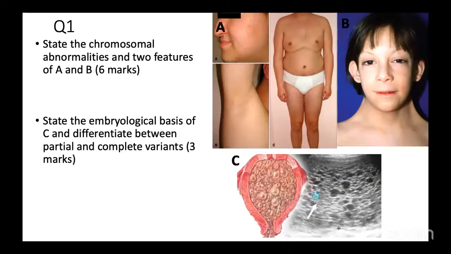This is from the first topics, okay? The first question states the chromosomal abnormalities A and B, and then two features of those anomalies. Now part B is asking you to state the embryological basis of C and differentiate the partial and the complete variants of it. I'll just give you a minute and then we can look at the answers.